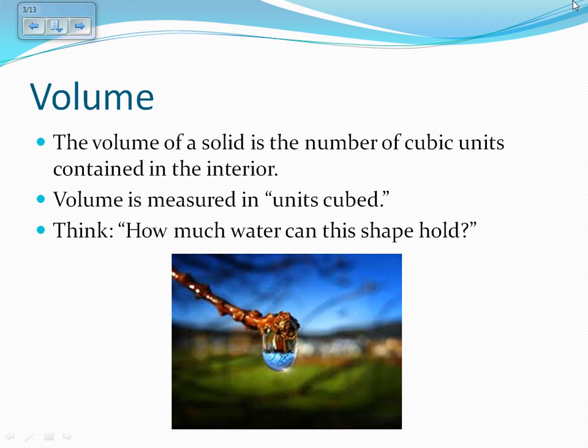Volume of a solid is the number of cubic units contained in the interior. So far we've talked about length, like saying I'm 6 feet tall. We talked about area, which is surface area, like this is 36 inches squared. Now we're going to talk about volume, and it's always given in units cubed. So squared is area, cubed is volume.